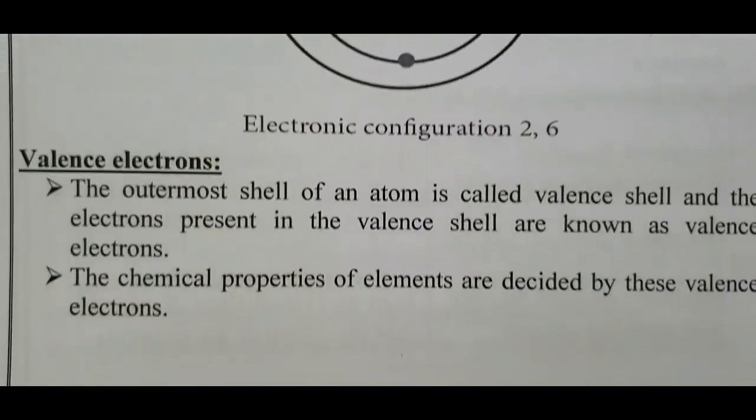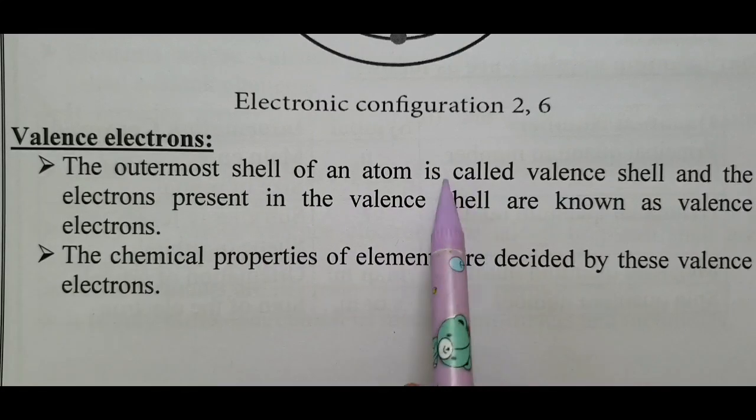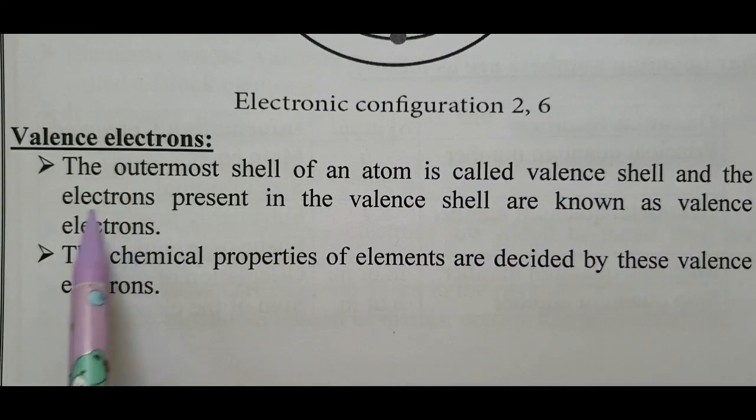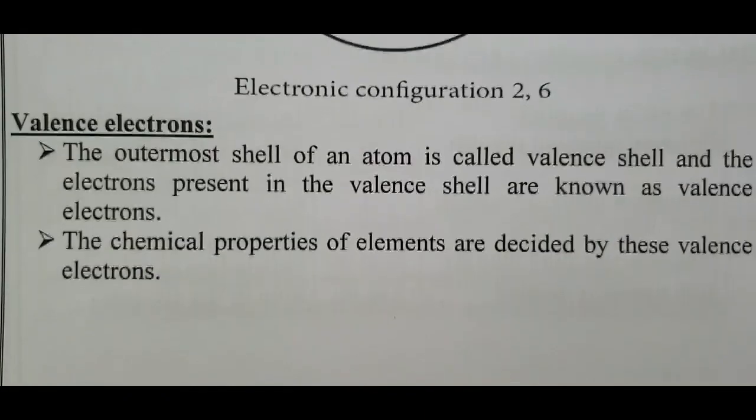What is meant by valency electrons? The outermost shell of an atom is called the valency shell, and the electrons present in the valency shell are known as valency electrons. The chemical properties of elements are decided by these valency electrons.